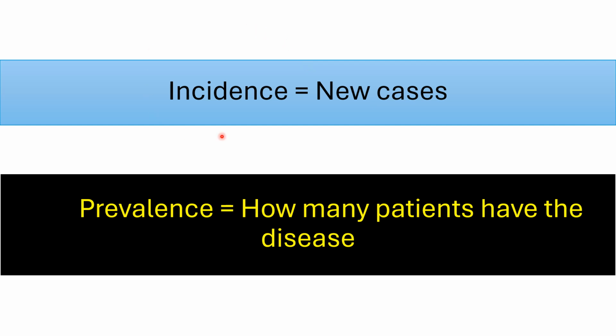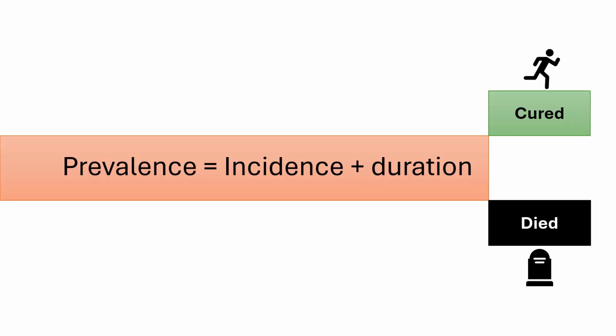Incidence and prevalence. Incidence means new cases, new diseases in the community. Prevalence means how many patients have the disease in the community, the burden of disease in the community. Simply, prevalence equals incidence plus duration. How long does the disease last?